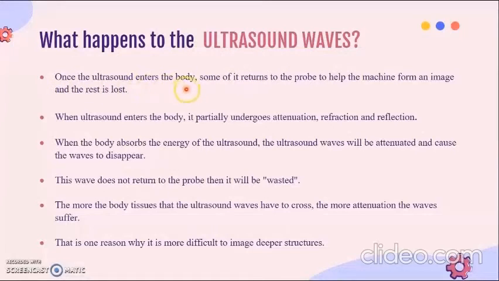Once the ultrasound enters the body, some of it returns to the probe to have the machine form an image and the rest is lost. When ultrasound enters the body, it partially undergoes attenuation, refraction, and reflection. When the body absorbs the energy, the ultrasound wave is attenuated and disappears. This wave does not return to the probe, so it is wasted. The more body tissue the ultrasound wave has to cross, the more attenuation the wave suffers. That is one reason why it is more difficult to image deeper structures.